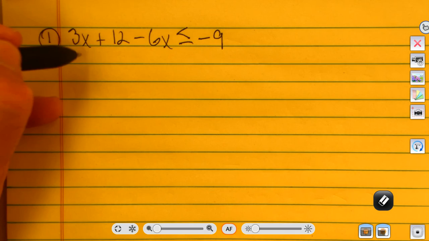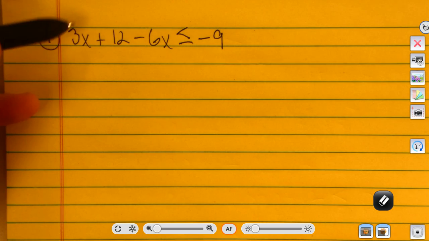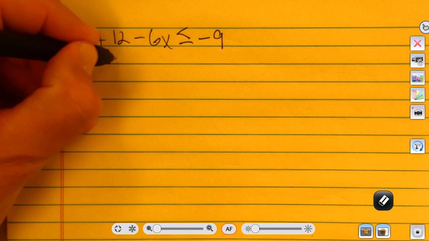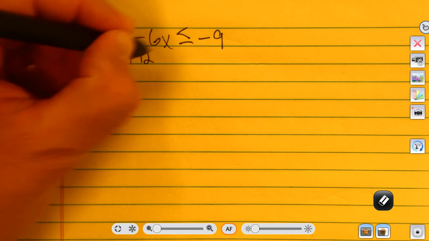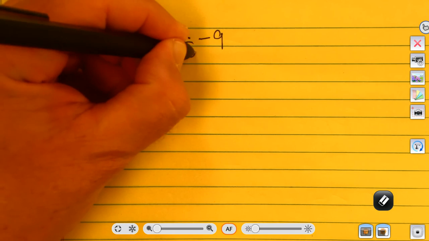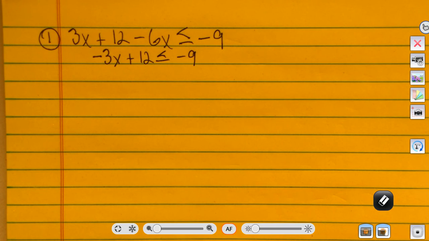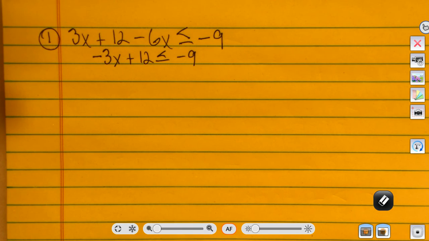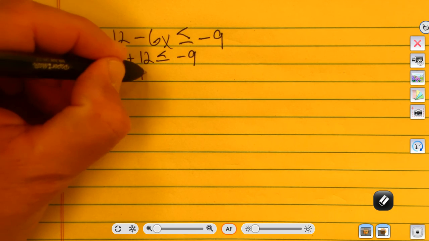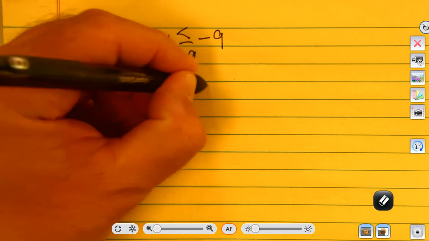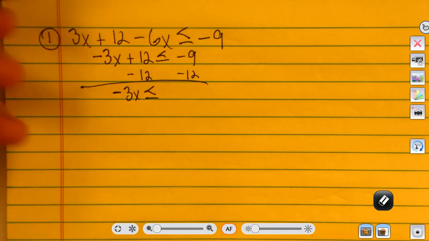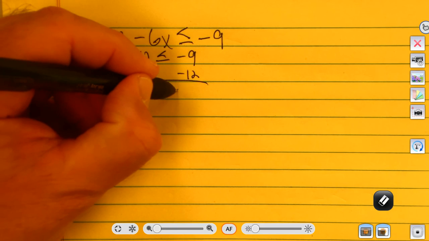So the first thing we'll do is I'm going to combine like terms. I've got a positive 3x and a negative 6x. If I put those together, I get negative 3x plus 12 is less than or equal to negative 9. All I did was put my like terms, positive 3x and negative 6x together. Now I subtract 12 from both sides. And I'm left with negative 3x is less than or equal to negative 21.